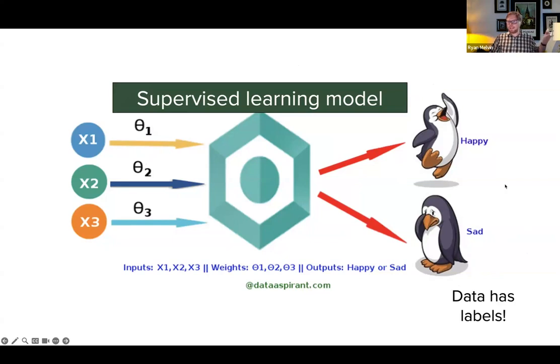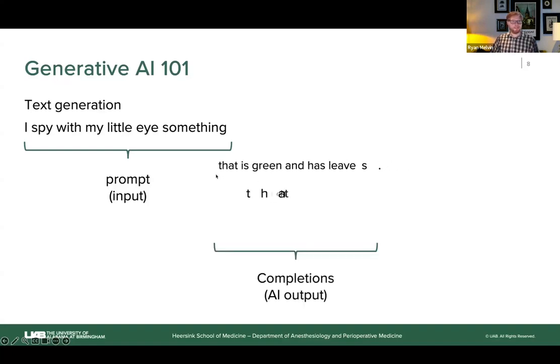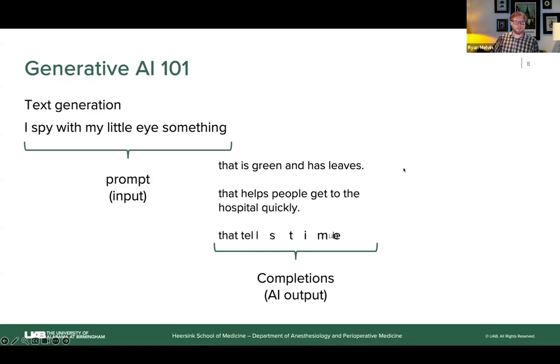The reason I bring that up is it's actually closely connected to what generative AI is doing. So if you imagine generative AI in the form of text generation, like with large language models, ChatGPT is an example of that. And if you gave an input that was, I spy with my little eye something, it will then suggest outputs, such as that is green and has leaves, or that helps people get to the hospital quickly, or that tells me time but doesn't tick. This is, at its core, a form of supervised learning.